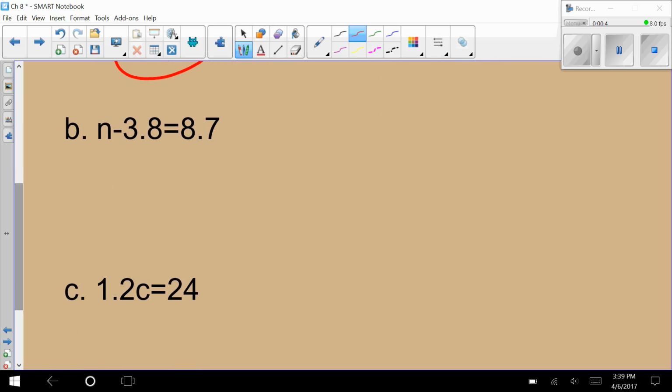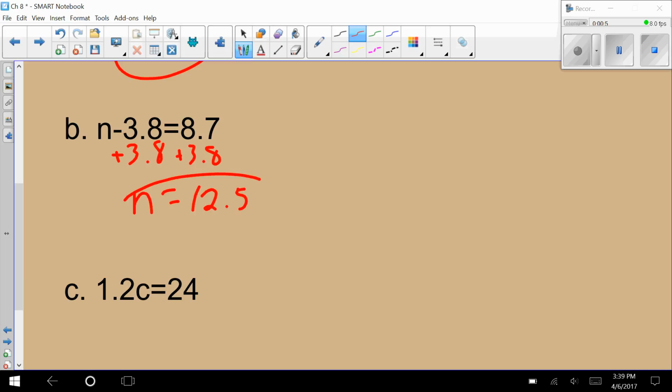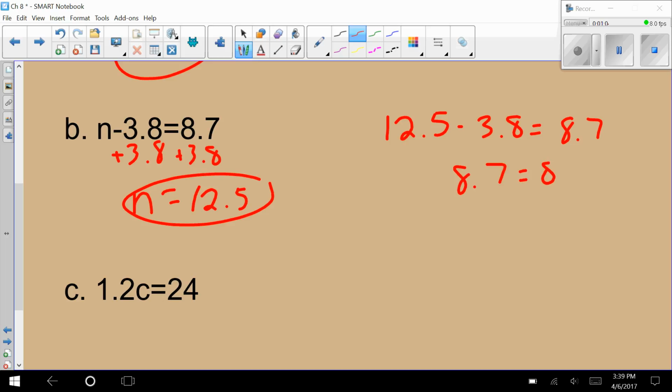Remember, when we're solving, if I subtract from my variable, I'm going to add in order to get the variable by itself. So I'm going to add 3.8 to both sides. I end up with n equals 12.5. And then I check my answer. I plug in 12.5 for n, and I see if n minus 3.8 would give me 8.7. Well, 12.5 minus 3.8 is 8.7.